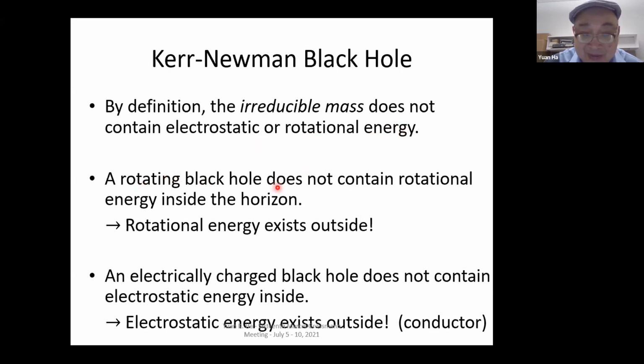A rotating black hole does not contain rotational energy inside the horizon. Therefore, rotational energy exists outside. And similarly, an electrically charged black hole does not contain electrostatic energy inside. Therefore, electrostatic energy exists outside, like a metal conductor.